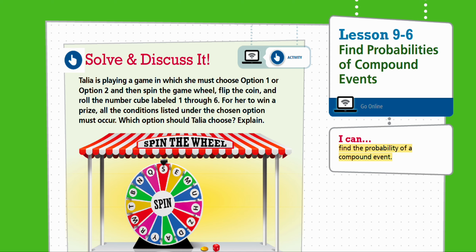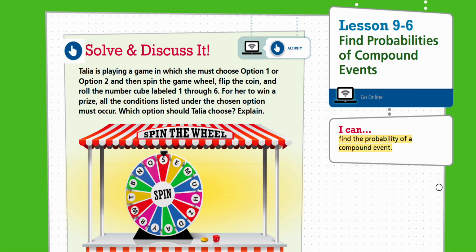Talia is playing a game in which she must choose option 1 or option 2 and then spin the game wheel, flip the coin, and roll the number cube labeled 1 through 6. Wow, a lot of things going on, right? At the same time. For her to win a prize, all the conditions listed under the chosen option must occur. Which option should Talia choose?